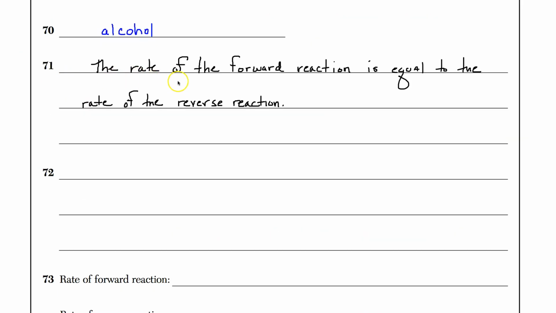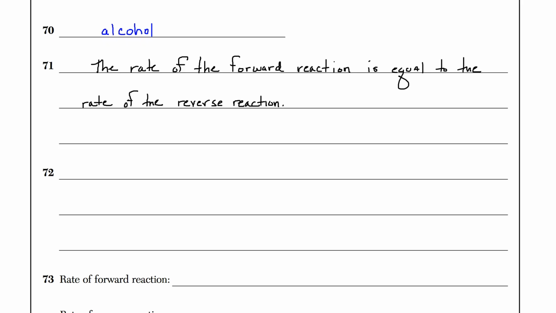So I said the rate of the forward reaction is equal to the rate of the reverse. This is, again, much like a choice you'd see on a multiple choice question with the same concept. Guess what? The free response is the same type of concepts. They just try to hide them. Unpeel the onion and see it's the same.